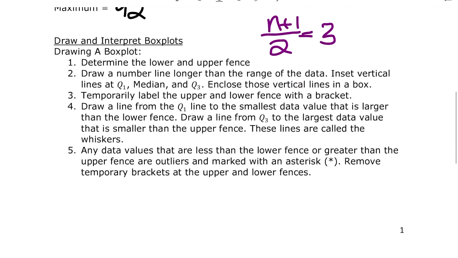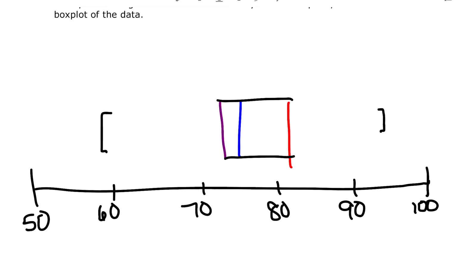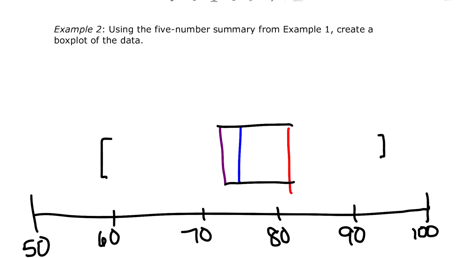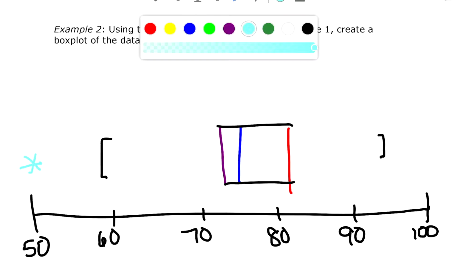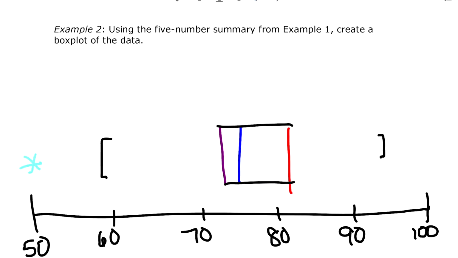So what I'm going to do is I'm going to come down here to my box plot. And I'm going to mark that outlier with an asterisk or a star. So on the 50 right here, I'm just going to mark a star. That says that I have a data value of 50 and it is an outlier.